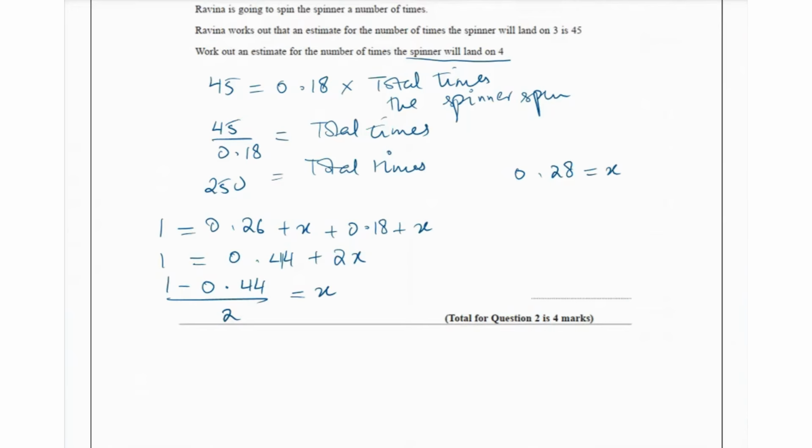So for the number of times we'll get 4 when we spin this spinner, that's going to be 0.28 times 250, and that equals 70. So 70 times the spinner is going to land on 4.